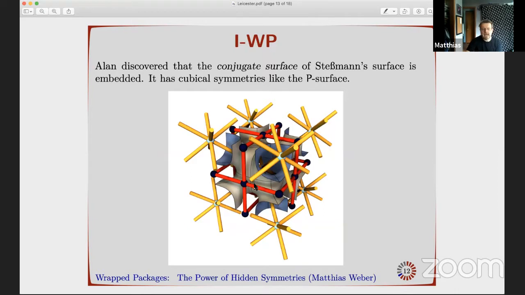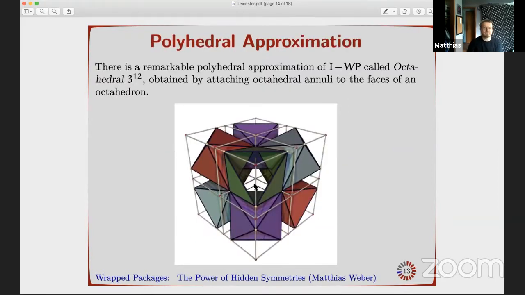So there's also a polygonal approximation of it, which is also known. This is called octahedral 312. You obtain this polyhedron by starting with an octahedron instead of a cube. You remove all the faces from the octahedron and you attach octahedral annuli to everything you had before.